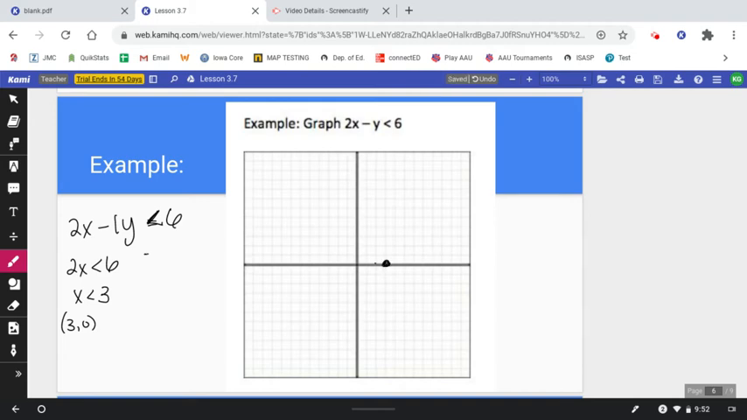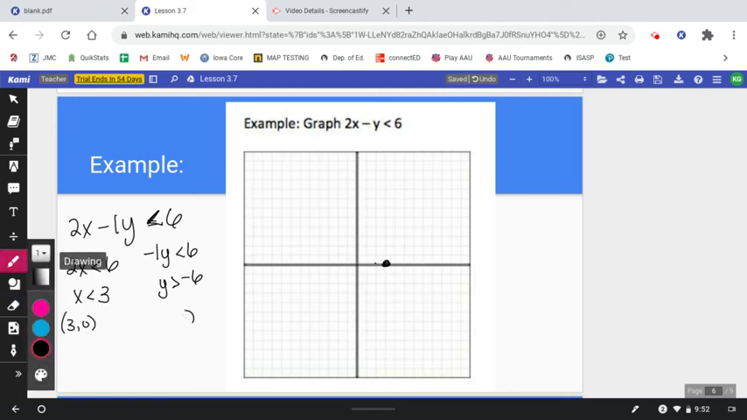If I solve for the y, I have negative y is less than 6. Divide by negative 1, which will flip my sign, and y is greater than negative 6. So it's at (0, negative 6), because it's my y-intercept.